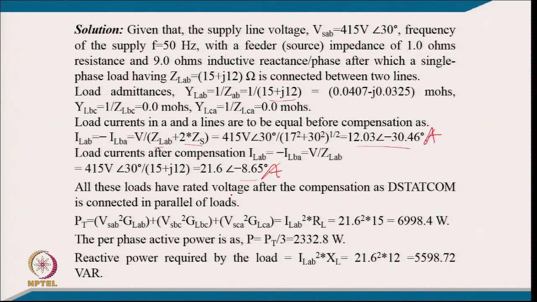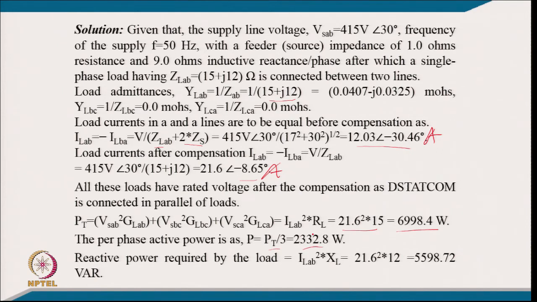So, all these loads have a rated voltage after the compensation, as the D-STATCOM is connected in parallel to the load, and we can find out the power of the load as V square into the conductance of the AB line, BC line and CA line, because the load is only connected across it. So, it will be the current through this RL, multiplied by the resistance. So, this is the power, 998.4 watt, and the per phase active power will be divided by 3.